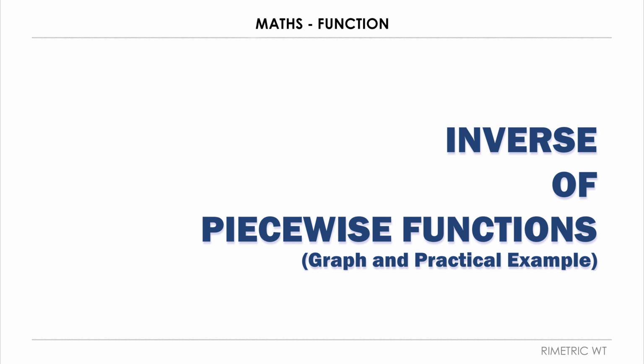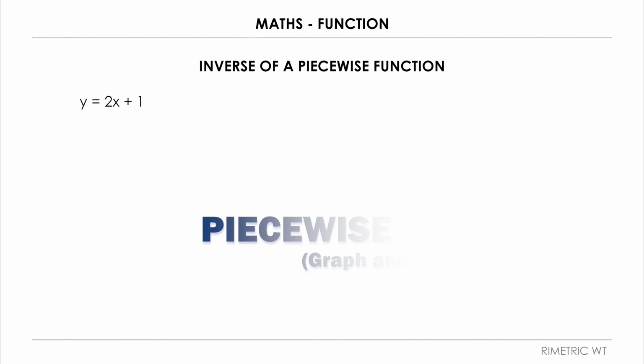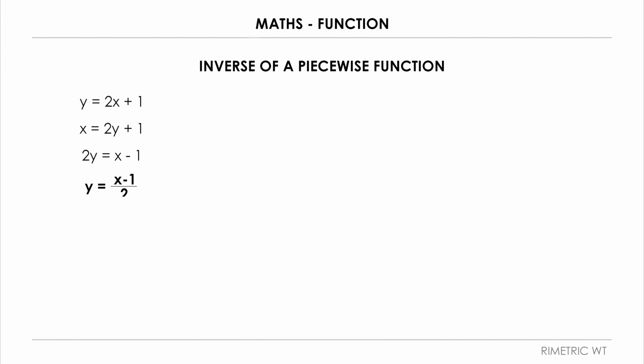What we're going to do in this video is tackle a challenge that often trips up even the best algebra students, finding the inverse of a piecewise function. We already know that to find an inverse of a function, we generally interchange x and y and solve for y. But what happens when our function has more than one rule?